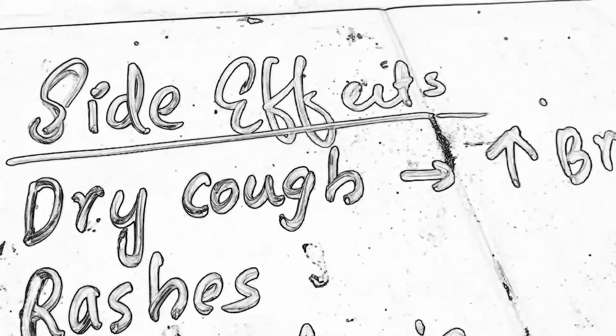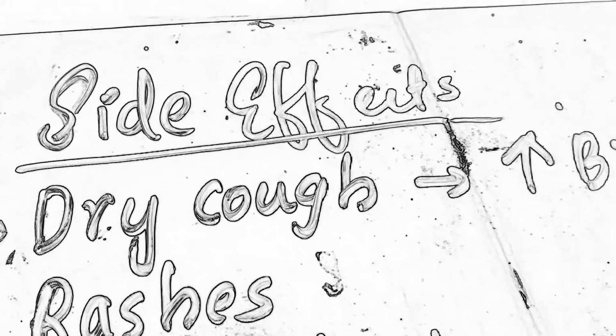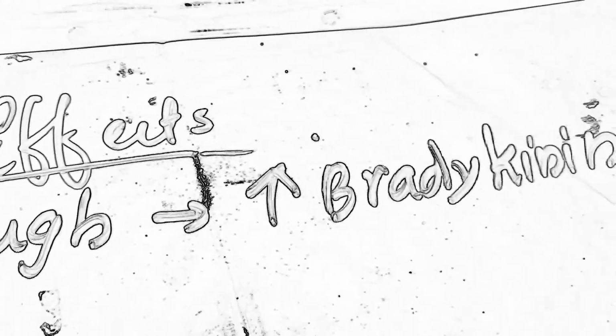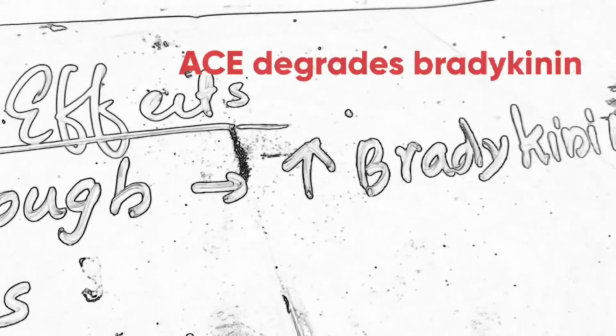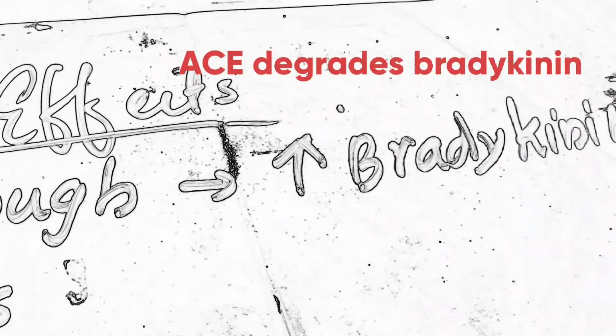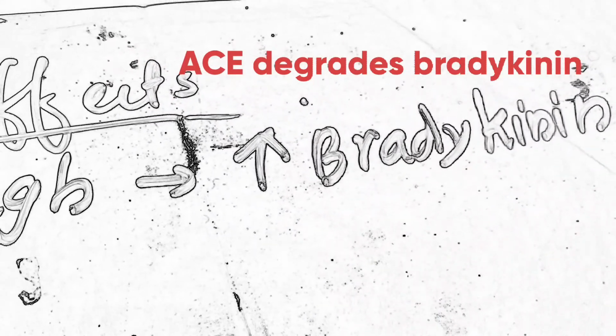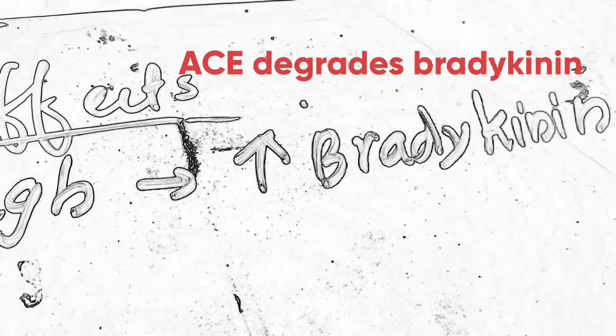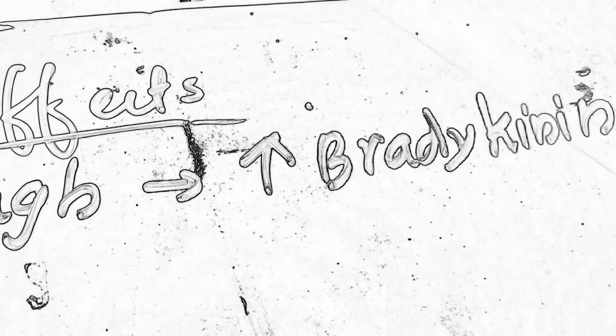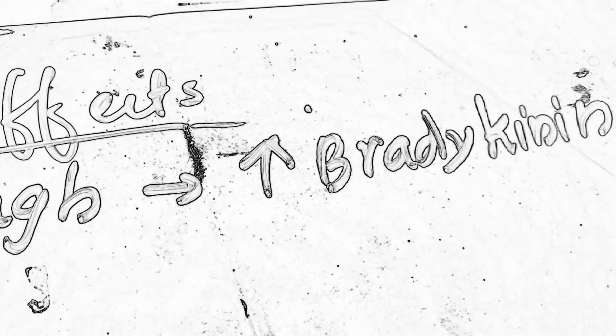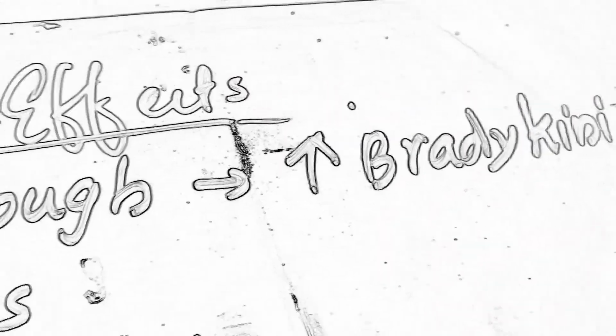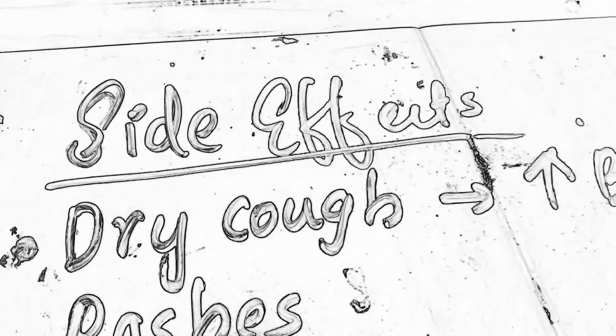The side effects of ACE inhibitors are persistent dry cough. This is due to an increase in bradykinin levels. ACE is known to degrade bradykinin, and since now the action of ACE is inhibited by the ACE inhibitors, bradykinin levels increase and hence persistent dry cough occurs.